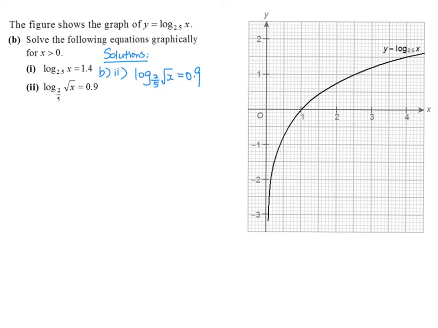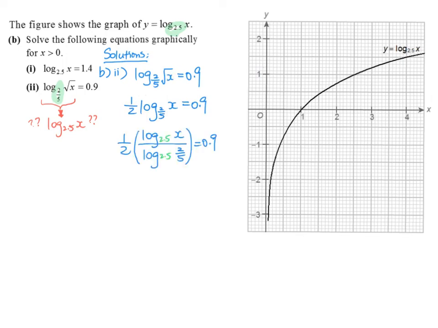Now for part 2, again, the bases are different here, and our goal is to convert this. First of all, this is x to the power of 1 over 2, so we move it to the front. Then using what we've just learned, we can rewrite this into here, and we pick 2.5 to be the base. And then I move the 2 to the other side to get 1.8.